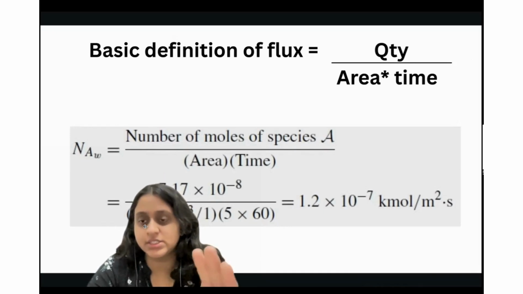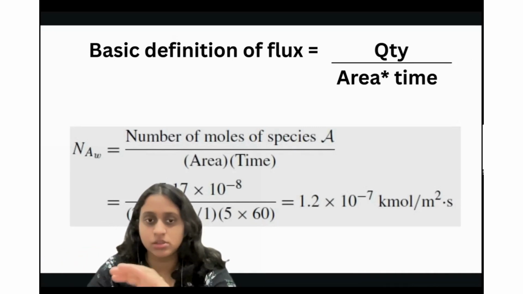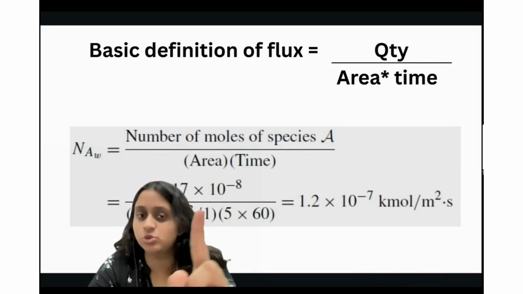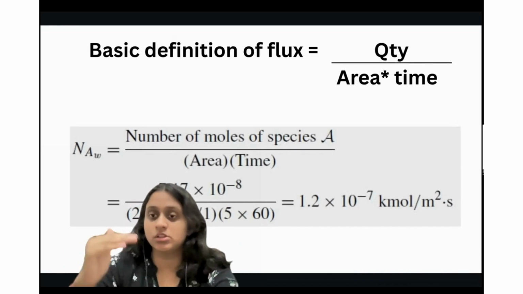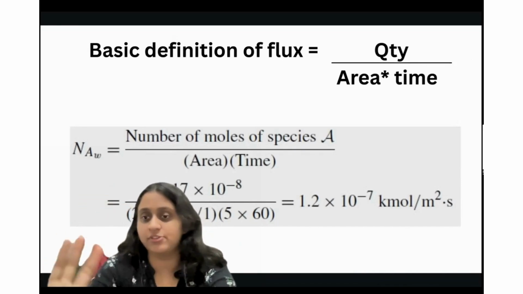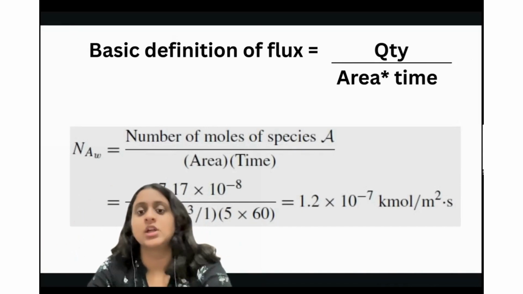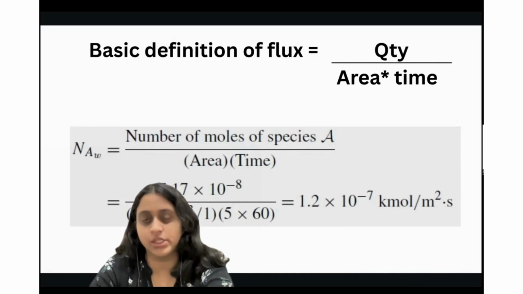Now, area: this is a cylinder, so the volume upon the height of the cylinder will give you the area. As mentioned in the question, the height of the tank was 1 meter and the volume is 2 liter. 2 liter is 2 into 10 to the power minus 3 meter cube, upon 1. That will give you the area. And as mentioned, the 2% of the concentration is diffused in 5 minutes. Since we need it in seconds, it's 5 into 60. So 1.2 into 10 to the power minus 7 kilomole per meter square second is the flux which we need.